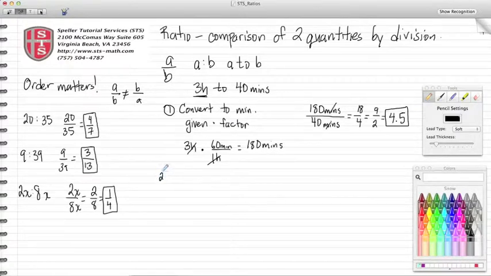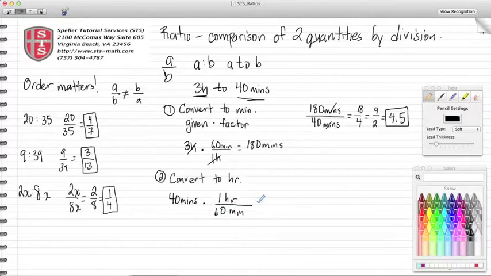My other option is to convert everything to hours. Again, I'm going to take what's given. So I'm going to start off this time with 40 minutes. Since I'm trying to get rid of my unit of minutes, I know minutes has to be in my denominator. And I know that 60 minutes is the same thing as 1 hour.